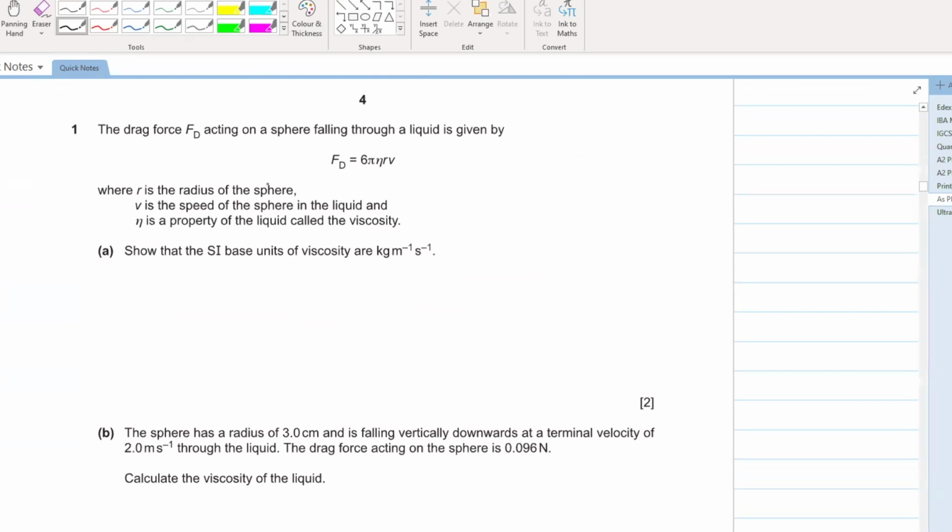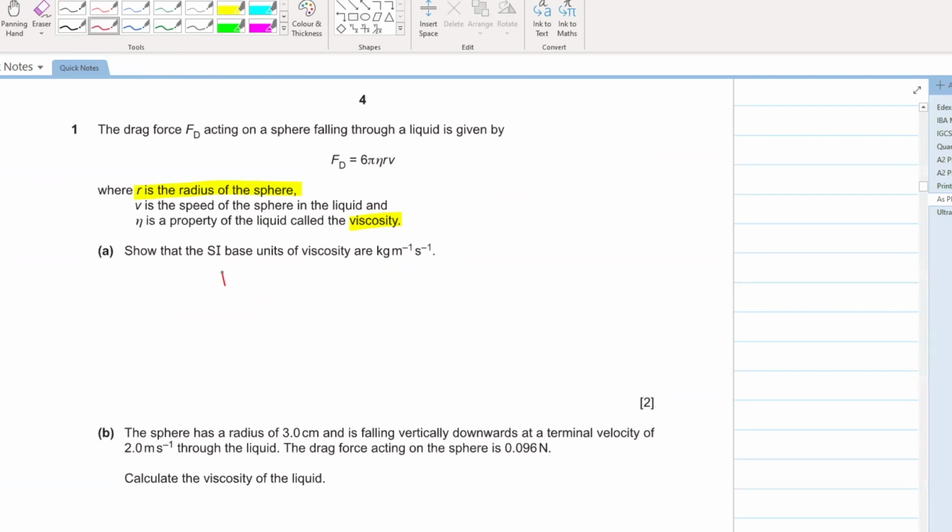The drag force acting on a sphere falling through a liquid is given by this formula, where r is the radius of the sphere, v is the velocity of the sphere in the liquid, and η is the property of the liquid called viscosity. Show that the SI base units of viscosity are these.